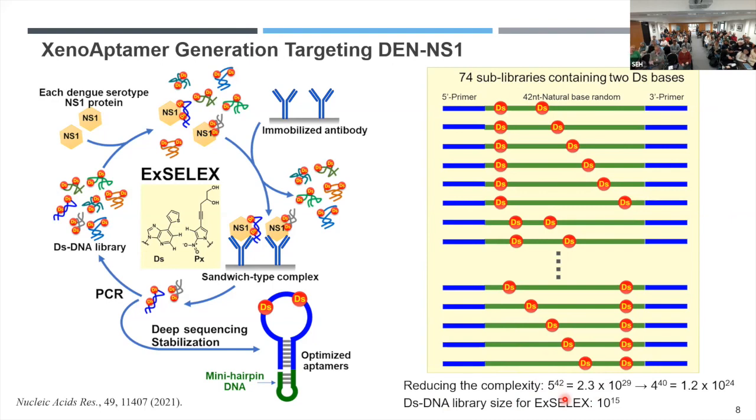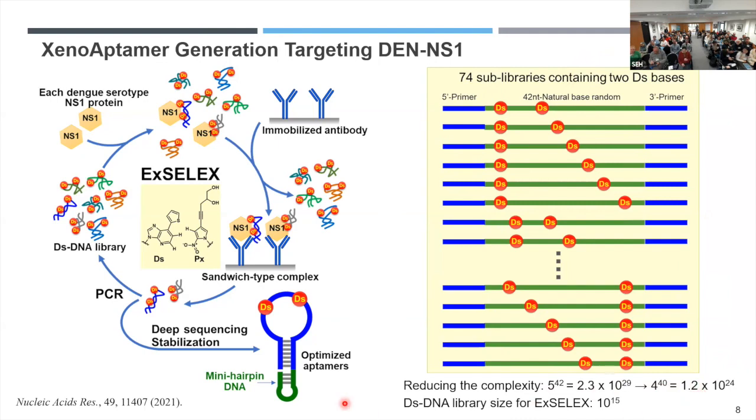We already know that only one or two Ds bases are sufficient to significantly improve an aptamer's affinity. So we put two Ds bases at different positions in each sublibrary, within the 42 random natural base region. Using this system, we made 74 sublibraries, then mixed all of the sublibraries for the selection. In this case, the complexity is reduced, still big, but 10 to the 24th.